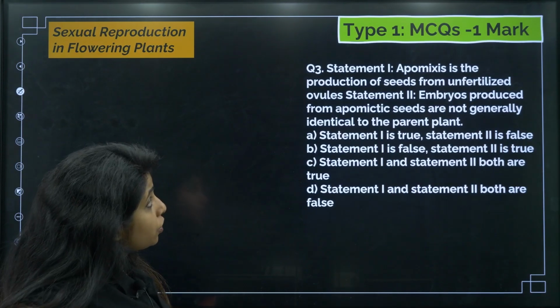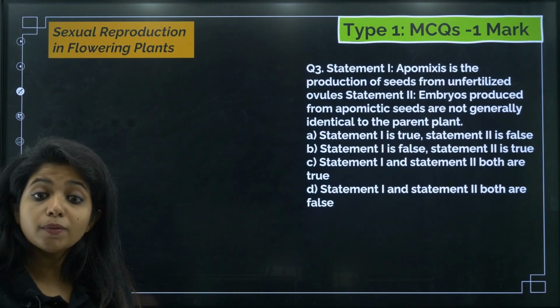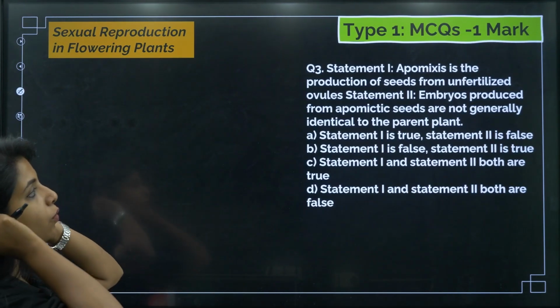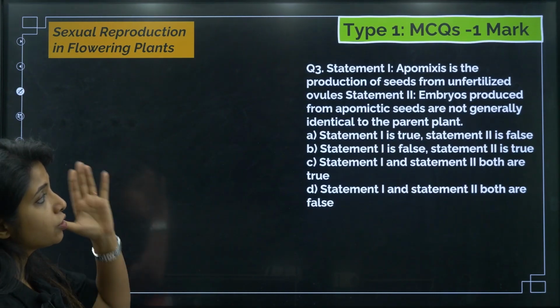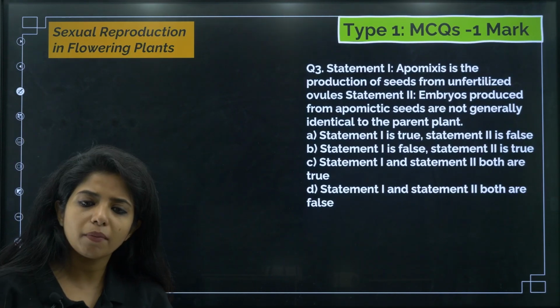Apomixis is the production... You have to find what? Basically, it is an assertion reason question from sexual reproduction in flowering plants. Okay. Now, statement 1 says apomixis is a production of seeds from unfertilized ovule. Is it true? What do you mean by apomixis?